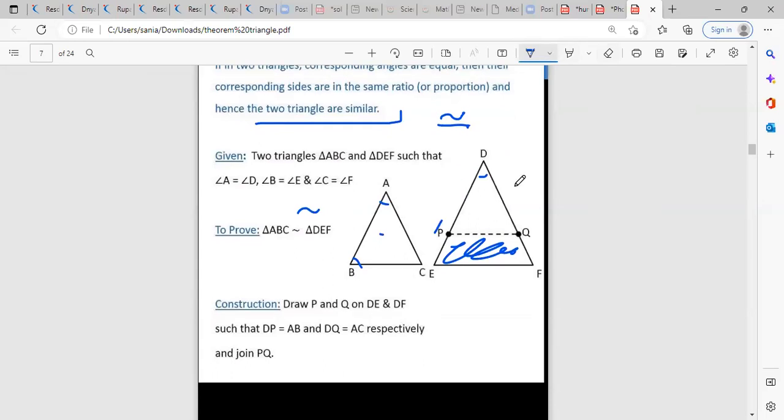Wait a minute, let me just erase it, okay? Yeah, you can write it down.